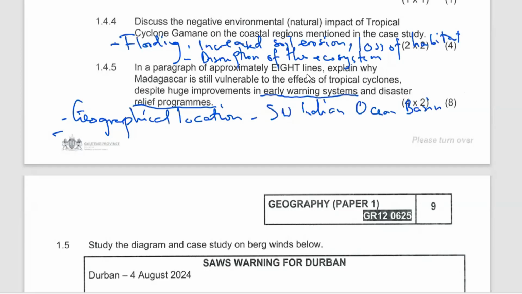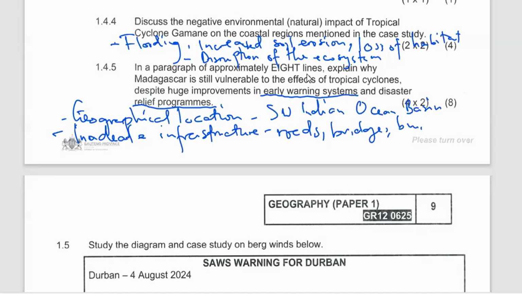And also we can talk of Madagascar having inadequate infrastructure. We are looking at the nature of infrastructure in Madagascar. We are looking at infrastructure like roads or bridges or the buildings. They are not meant, or they are not strong enough to resist the strong winds which are associated with tropical cyclones and also heavy rainfall. Such that despite the early warning systems, they are still prone because of the nature of infrastructure that they have.